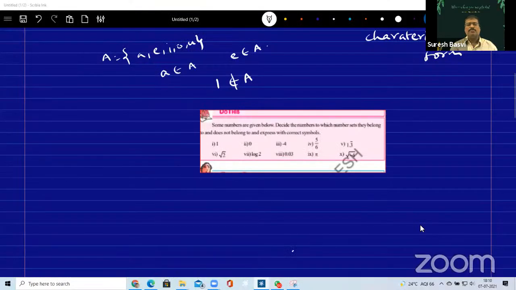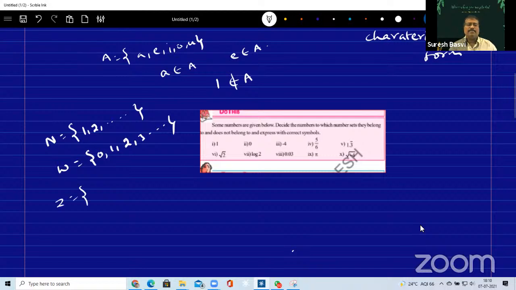Okay, right. So I think you all know that N is from 1 to many, and W is when we add this, we get W, and Z is nothing but ..., -3, -2, -1, 0, 1, 2, 3, and so on. Next, take 1 and N. What is the relation between 1 and N? 1 is in N, or 1 belongs to N.